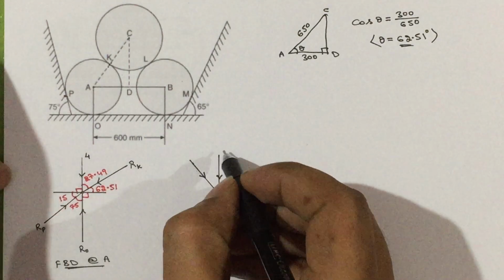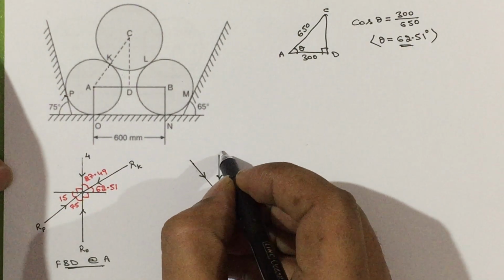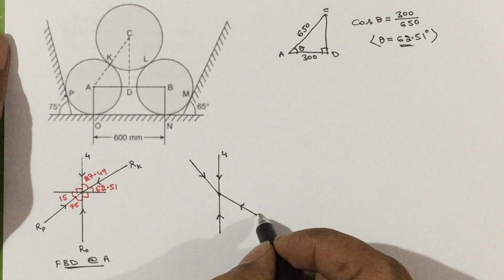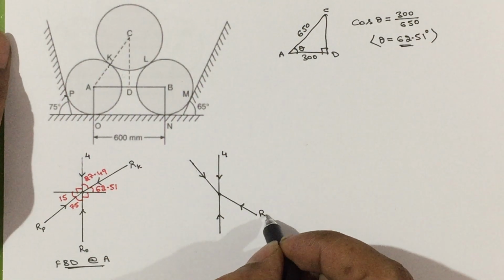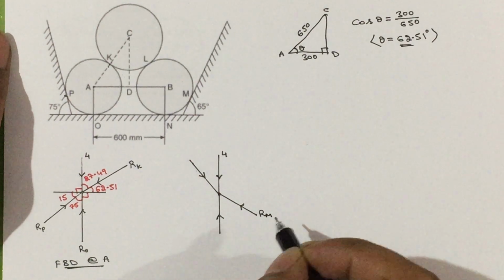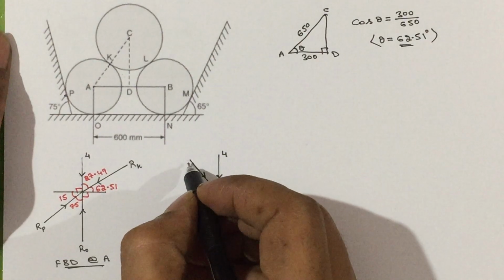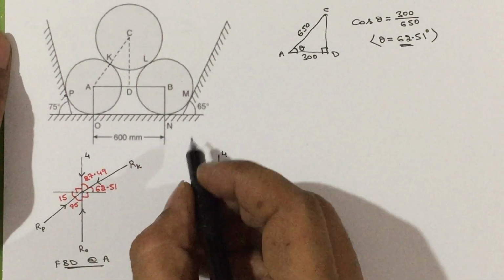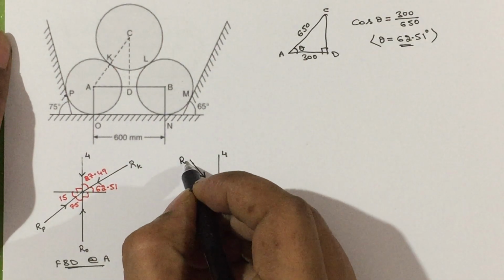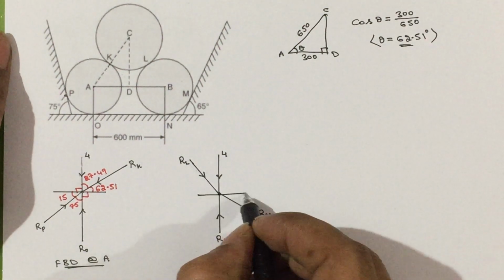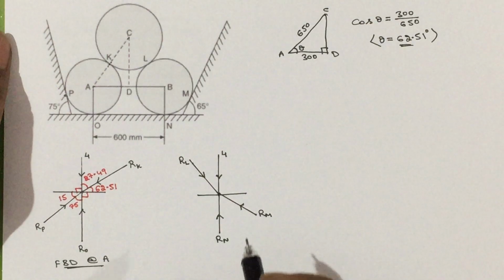Magnitude, that is given by the weight of the B ball, which is 4 kilonewton, given in the problem. Then this one will be the reaction at M point, then this one will be the reaction at N point, and this will be the reaction at L, RL. So then we need angle, so draw a plus mark at this point.